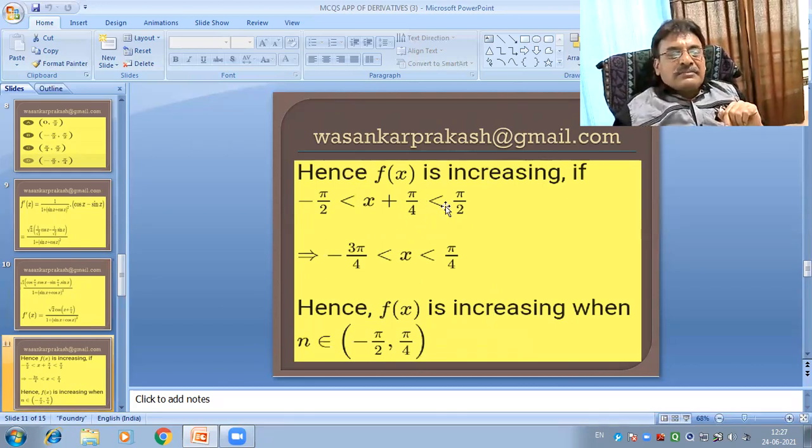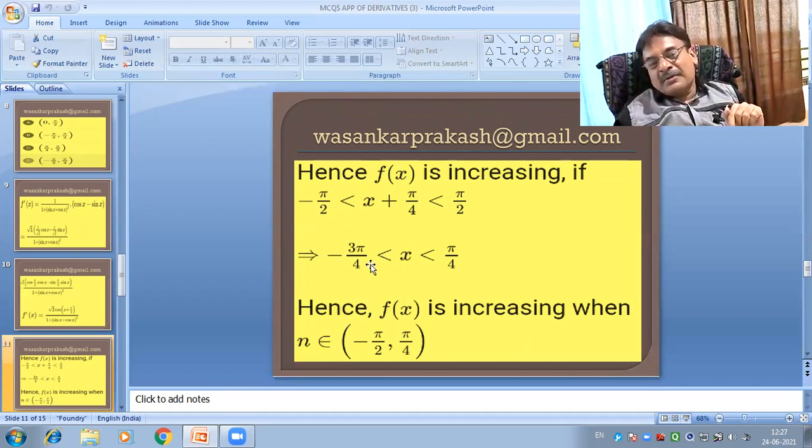Then subtract pi by 4 on both sides. So minus pi by 2 minus pi by 4. Then we subtract by using the equal denominator method: minus 2 pi by 4 minus pi by 4 gives minus 3 pi by 4. Less than x plus pi by 4 minus pi by 4, this pi by 4 gets cancelled. So x is less than pi by 2 minus pi by 4. Again by the equal denominator method, multiply numerator and denominator by 2, so 2 pi by 4 minus pi by 4, we get pi by 4. So x is less than pi by 4.